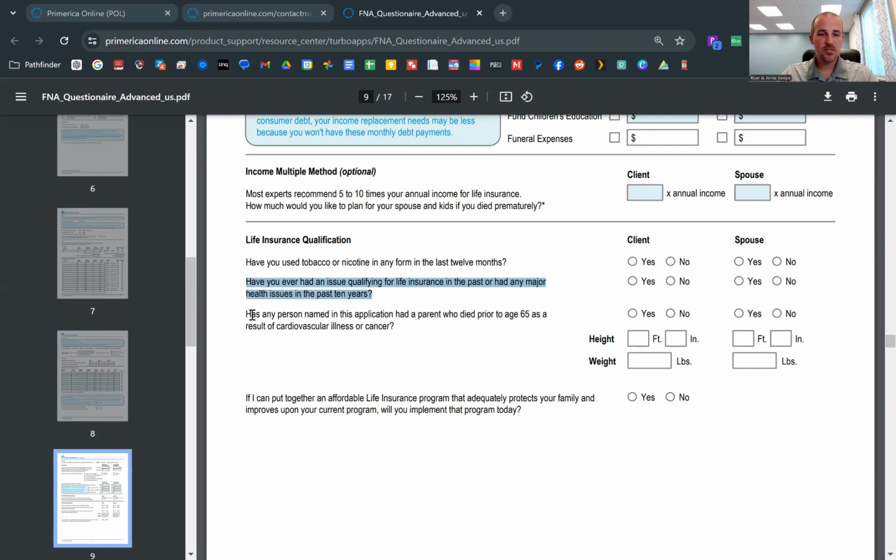So, has any person in this application had a parent who died prior to the age of 65 as a result of cardiovascular illness, heart attack, or cancer? What I'll usually just say is, have either of your parents passed away prior to the age of 65? No. Boom, let it go there. If they say yes, then ask, oh okay, was it due to cardiovascular illness or cancer? Then let them answer and just mark appropriately. And this will help give you an idea of what rating they're going to get in life insurance.